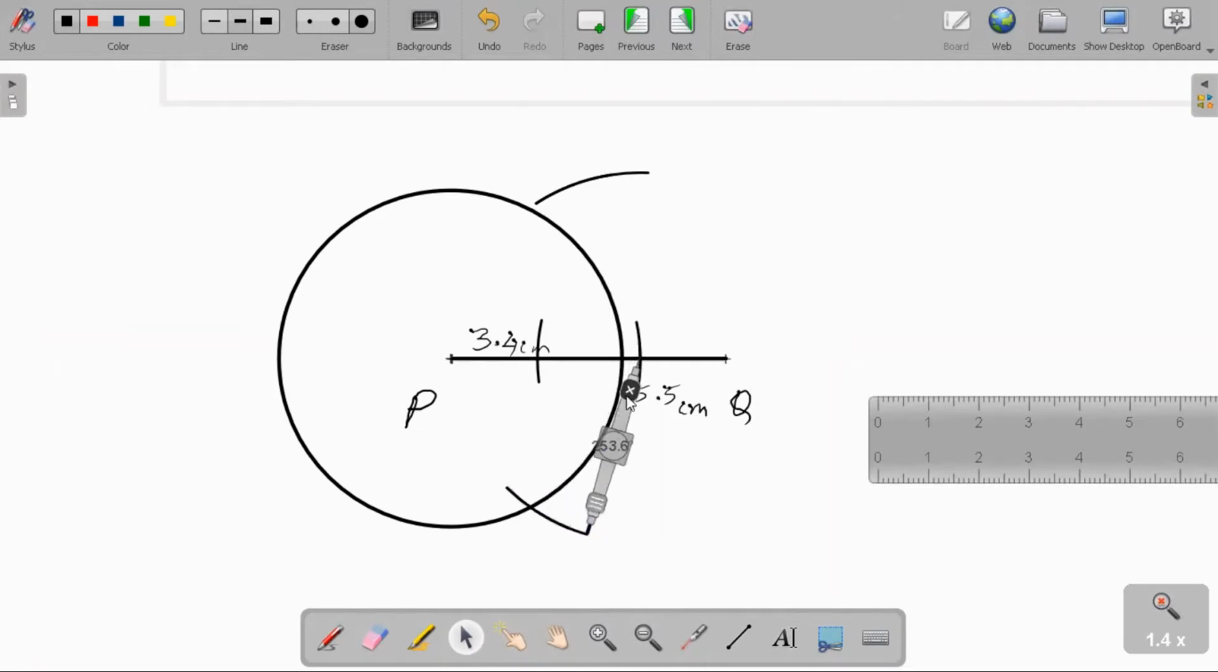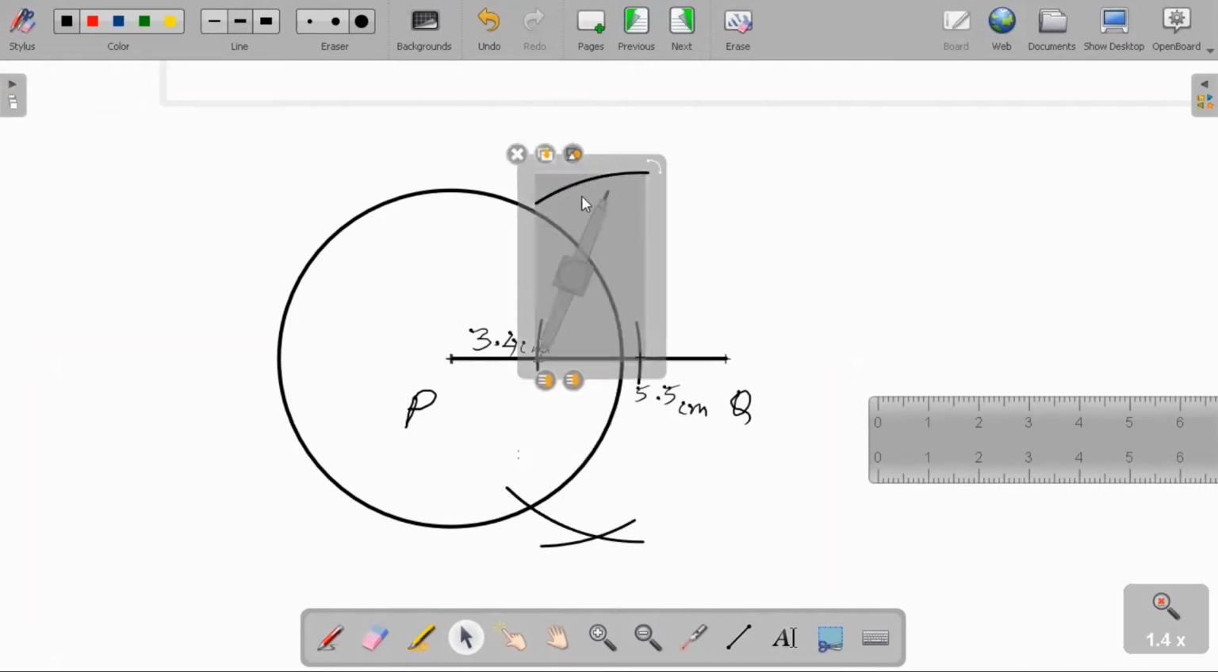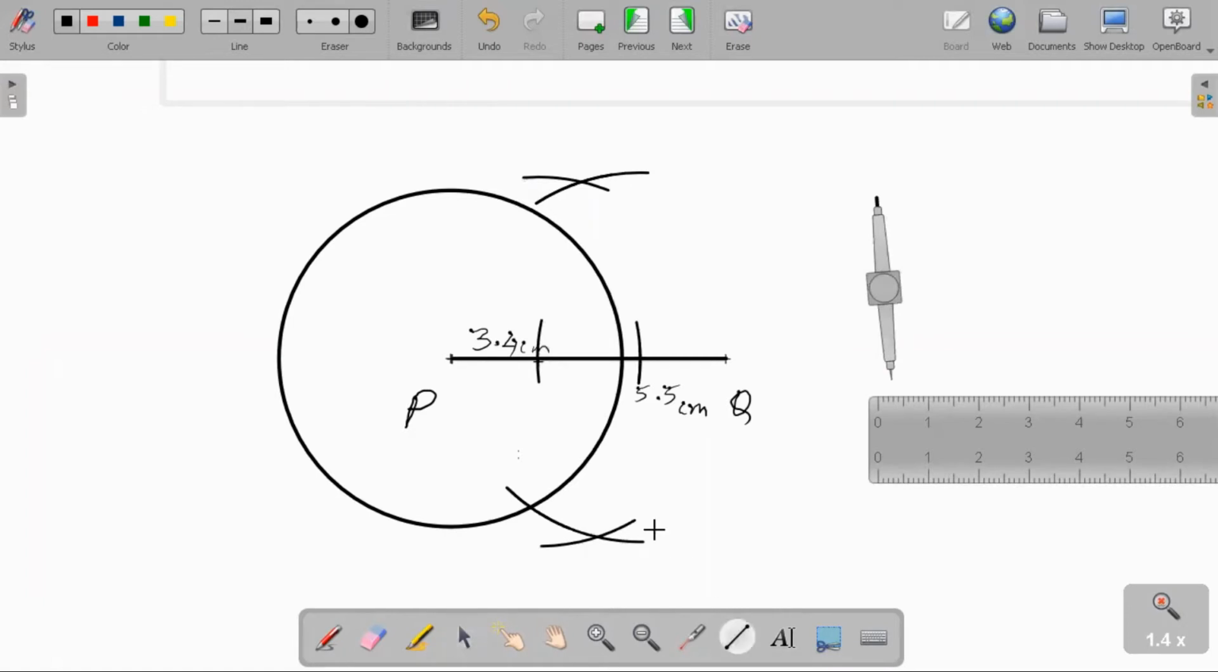Now put the pointer on the second arc and we'll cut this arc of ours. So I'll cut this arc. Similarly, the above one. Now, just join the points of intersection of the two arcs.